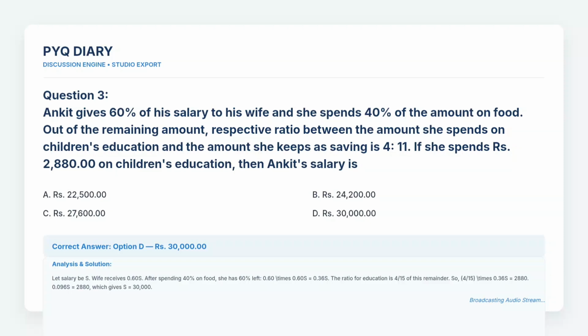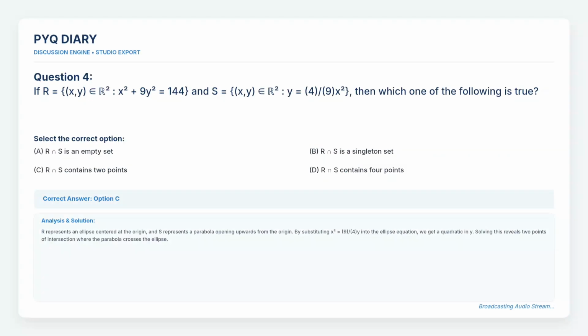Question 3. Ankit gives 60% of his salary to his wife and she spends 40% of the amount on food. Out of the remaining amount, the respective ratio between the amount she spends on children's education and the amount she keeps as saving is 4:11. If she spends rupees 2,880 on children's education, then Ankit's salary is. The choices are A. Rupees 22,500, B. Rupees 24,200, C. Rupees 27,600 and D. Rupees 30,000. The correct answer is option D. Rupees 30,000.